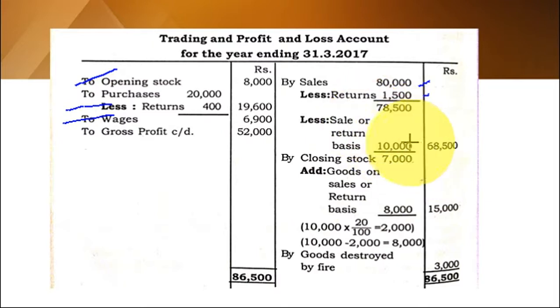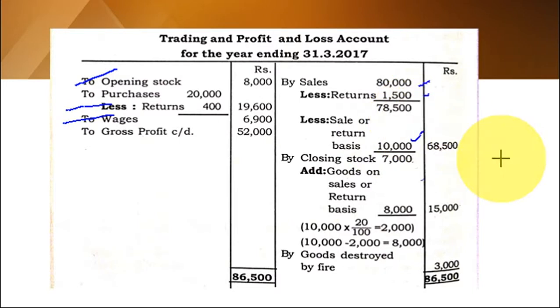So when it is not confirmed, we have to deduct it from the sales. That means this is not the actual sale, right? In the sales they have shown 80,000, but actually 10,000 is not a sale. So we have to deduct this also. Clear? Sale or return basis we have to deduct. See, 10,000 comes here and another 10,000 in the balance sheet. So we are deducting this. Sales less returns less sale or return basis goods.